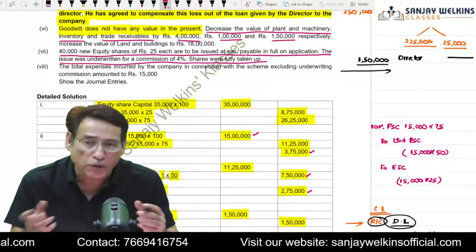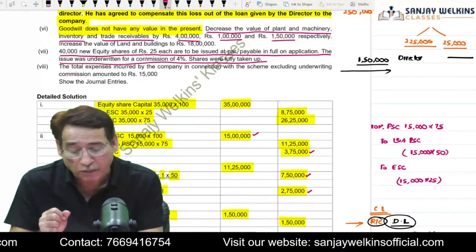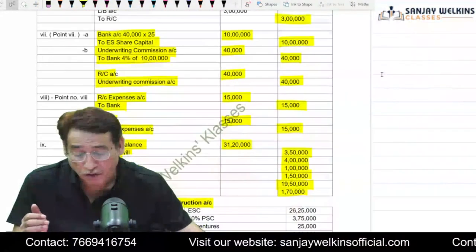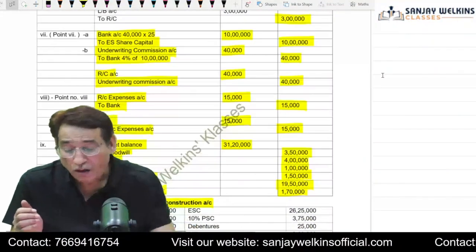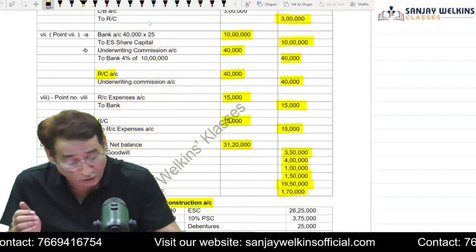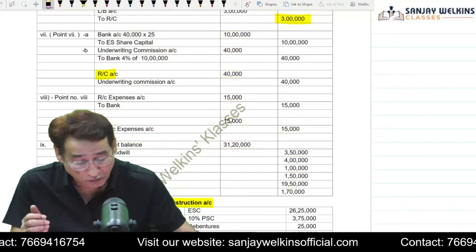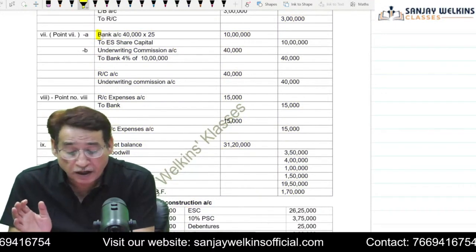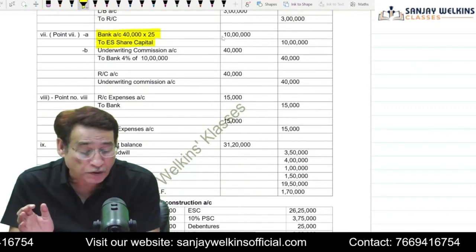So your entry will be simple: bank account debit to equity share capital account, 40,000 into 25. I have written this entry over here so you can see. First of all, let me rub it out so that you shouldn't get confused. Yeah, here is the entry, bank account debit to equity share capital account.